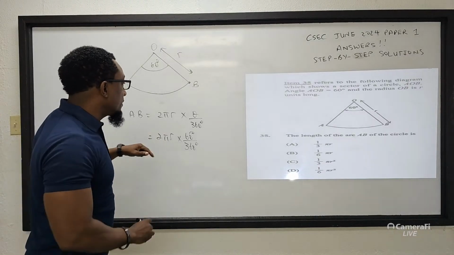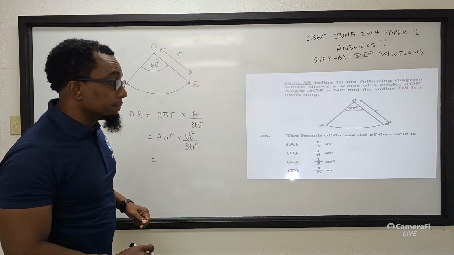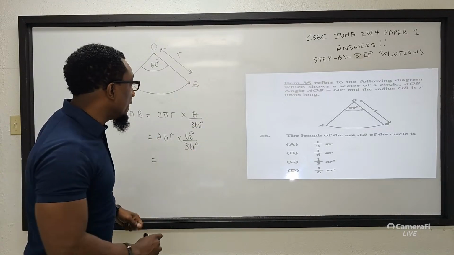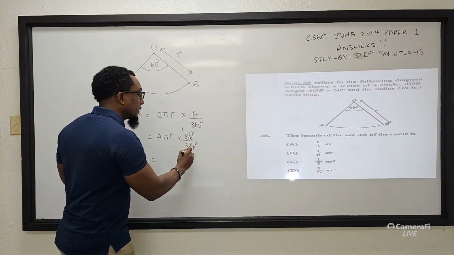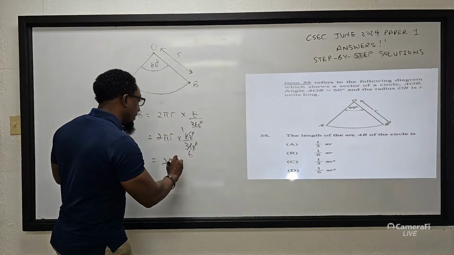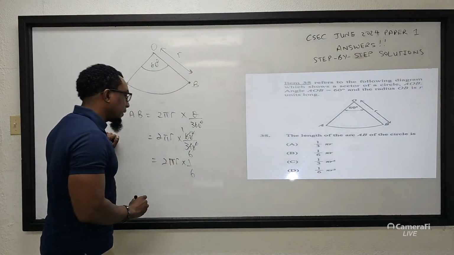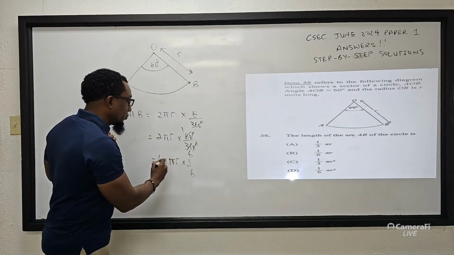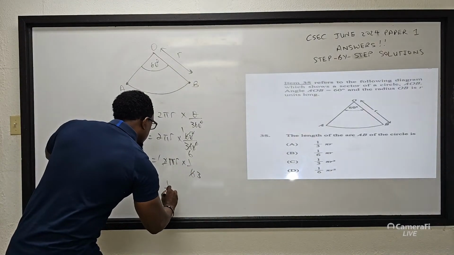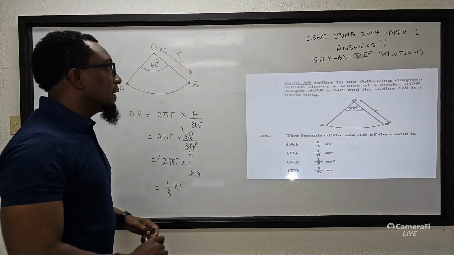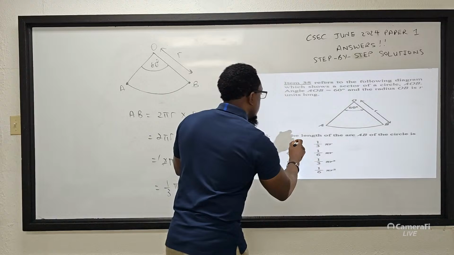So when we simplify this, we want the length of the arc in terms of r and pi, because if you look at the options, they're in terms of r and pi. So we're going to get what? 6 into 6 is 1, 6 into 36 is 6. You have 2 pi r times 1/6. Now 2 into 2 is 1, 2 into 6 is 3, which leaves me with a third pi r. So the length of arc AB is a third pi r. So question 35 is E.